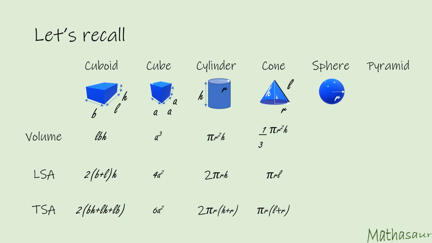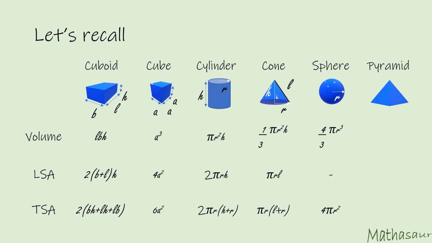Let us look at a sphere. A sphere has a radius r. The volume of a sphere is 4/3 times pi r cube. The lateral surface area and total surface area of a sphere are the same, 4 pi r square.